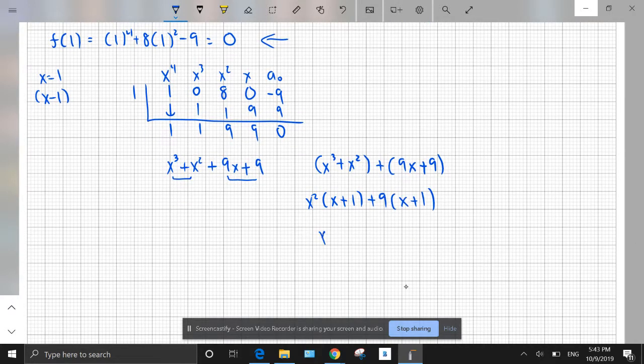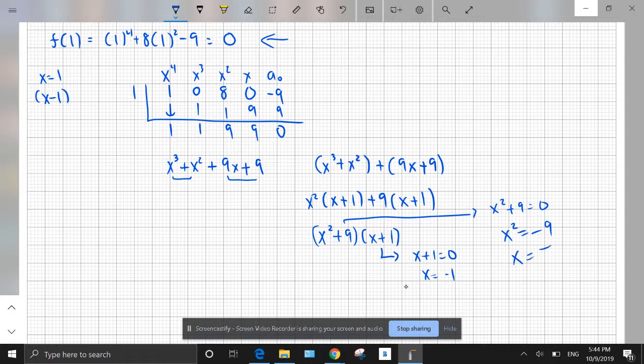So here we have x squared plus 9 and x plus 1. So for one of our zeros here, x plus 1 equals 0, so x is equal to negative 1. For the x squared, we have x squared plus 9 is equal to 0. Solve for x. Take the square root, so plus or minus 3i.